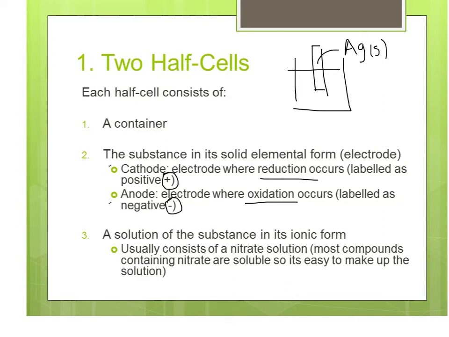The third component of a half cell is a solution of the substance in its ionic form. So its ionic form for silver would just be Ag+. Pretty typically, this is a nitrate solution, so this would most likely be silver nitrate. They use nitrates because they're soluble, very easy to make up in solution. So it makes a really good solution to use in voltaic cells.